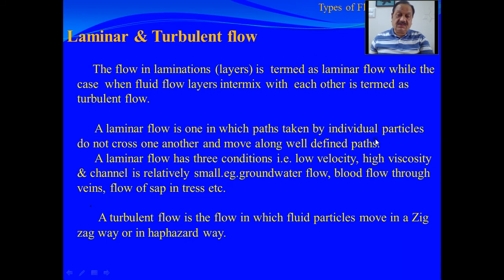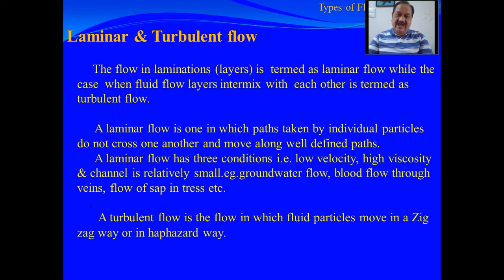Then the third classification of flow is laminar and turbulent. The flow in laminations, that is in layers moving parallel, is termed as laminar flow, while in the case when the fluid flow layers intermix with each other, it is termed as turbulent flow. A laminar flow is the one in which the paths taken by the individual particles do not cross one another and move along in a well-defined disciplined manner. A laminar flow has three conditions.